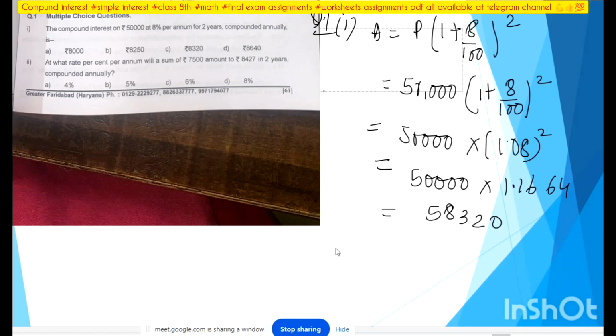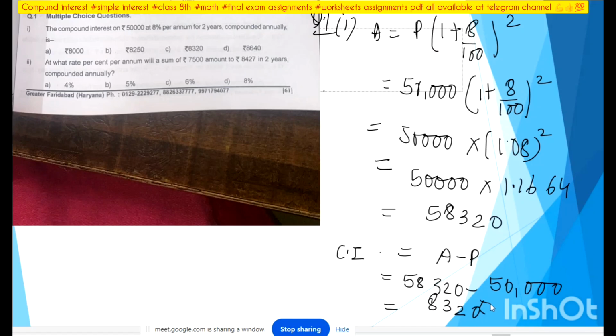So how can I find out? Compound interest is equal to your amount minus principal. Then only I can say that this is the value of compound interest. So what I will do: 58,320 minus 50,000. Okay, so what I am getting, 8,320 rupees. This is my compound interest. Okay, what is the next part of question number 1?